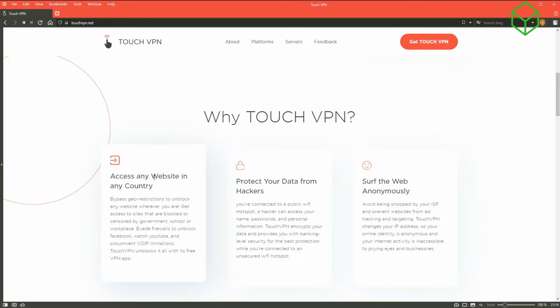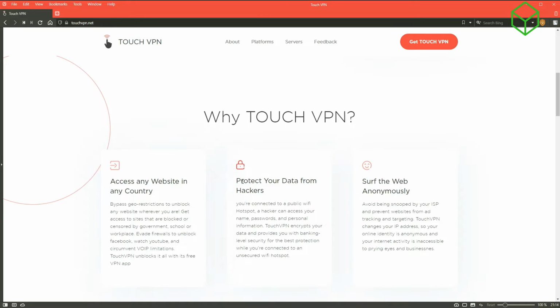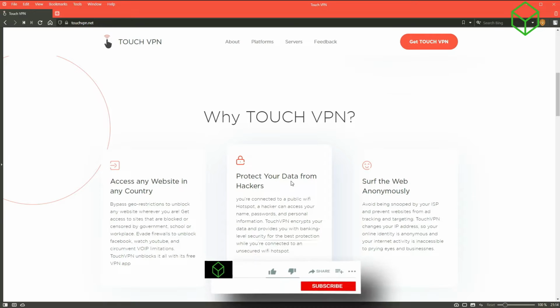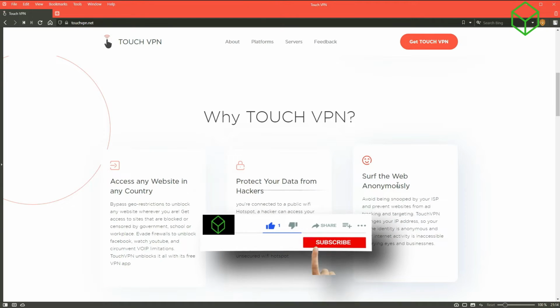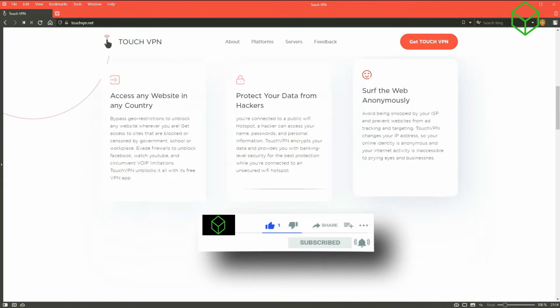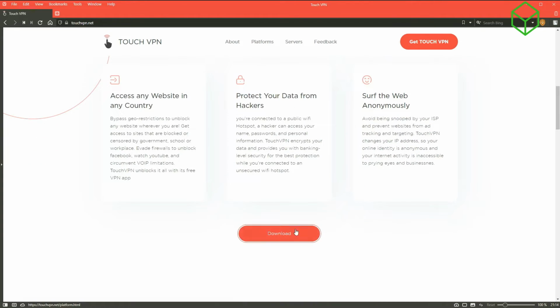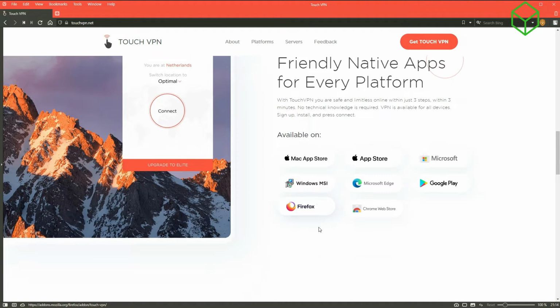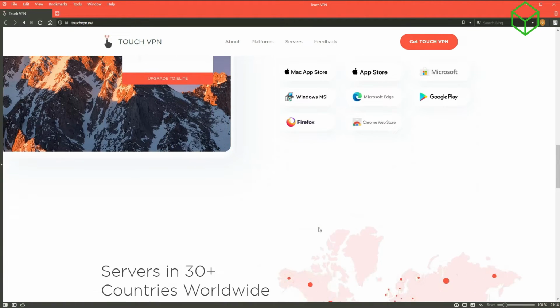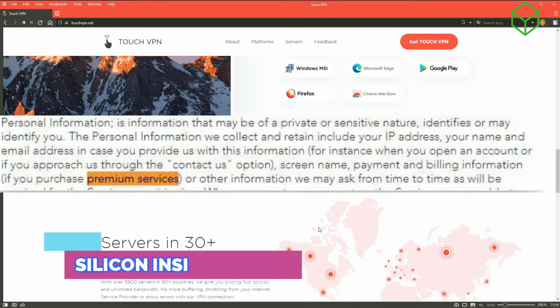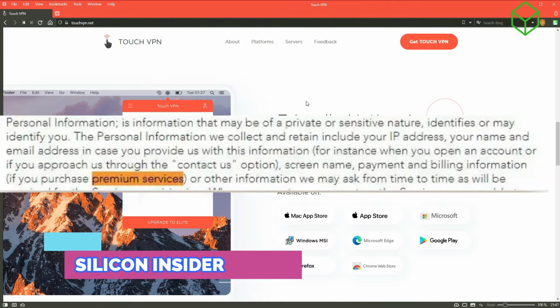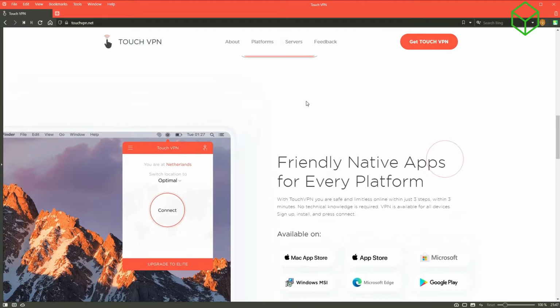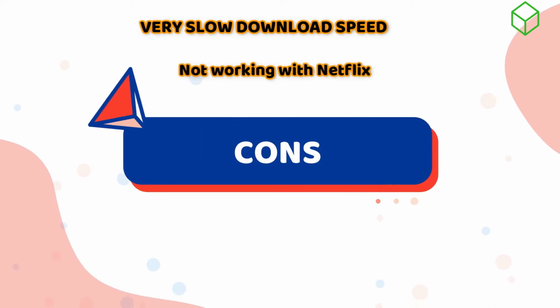Well, TouchVPN allows you to access any website in any country. It helps protect your data from hackers. It helps you to surf the world anonymously. And also, you don't pay for anything. That's right, TouchVPN is absolutely free and doesn't require a single cent to use. Their site does mention something about premium services, but I didn't find anything related to these services as of the time of this review. And now, talking about the cons.